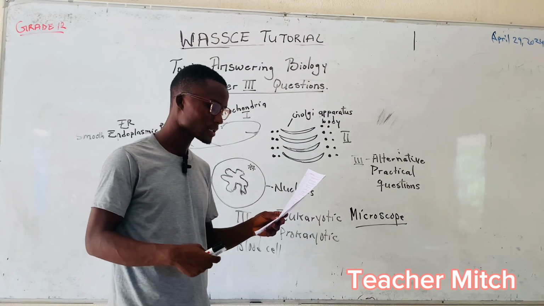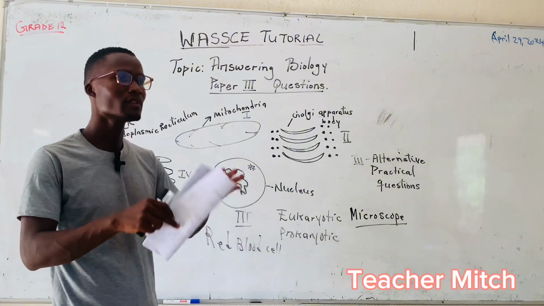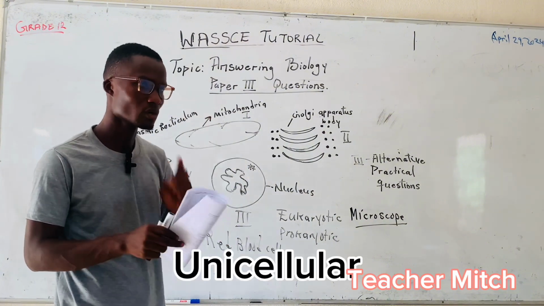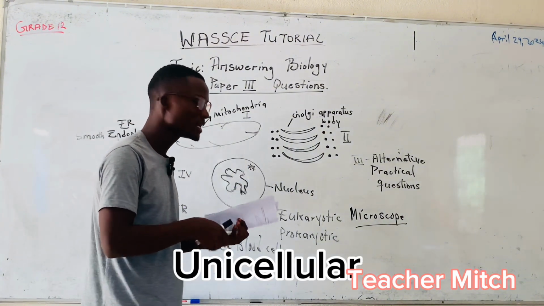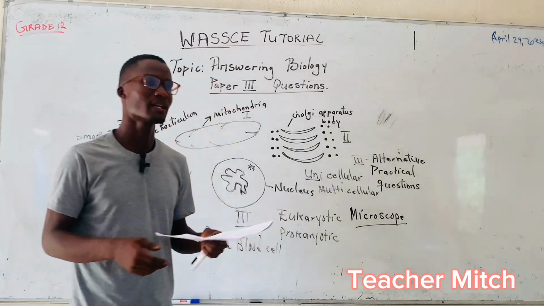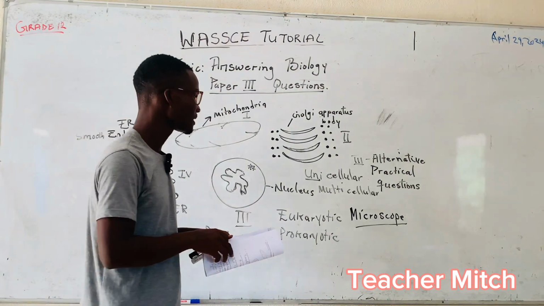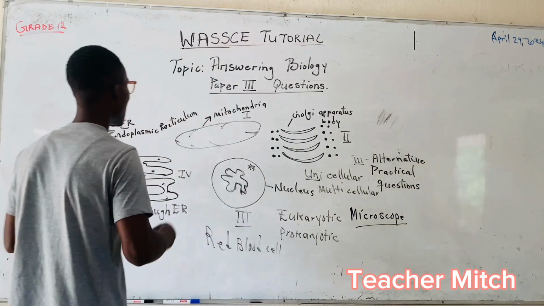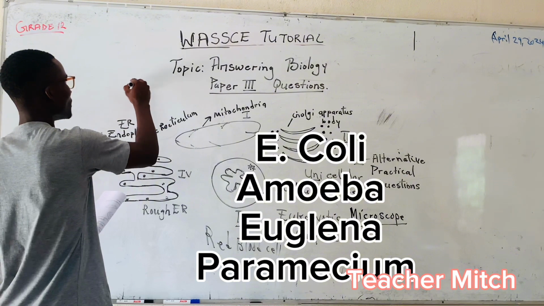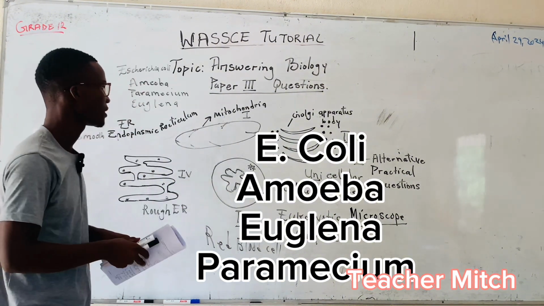The next question says, an organism that possesses a single cell is what? So any living thing that has just one cell, we call it a unicellular organism. Then they say name 4 examples of organisms mentioned in 1F1. So 4 examples of unicellular organisms are, one, we have amoeba. Those are 4 examples of organisms that are unicellular.